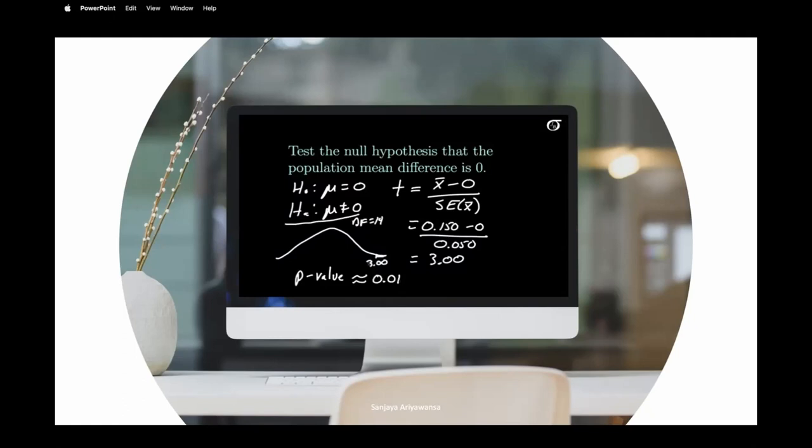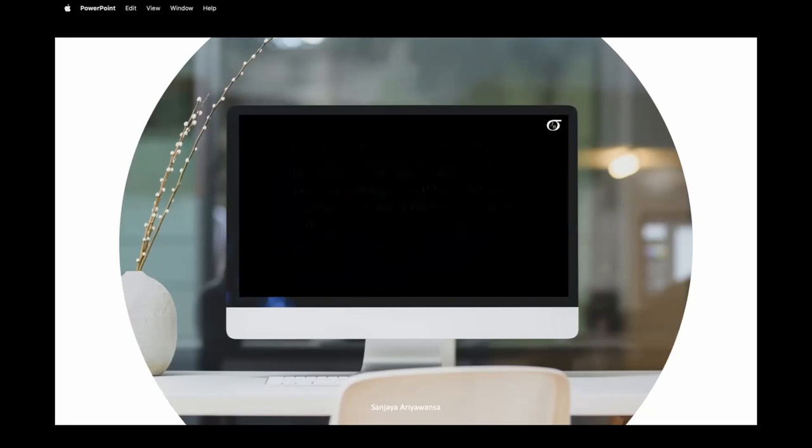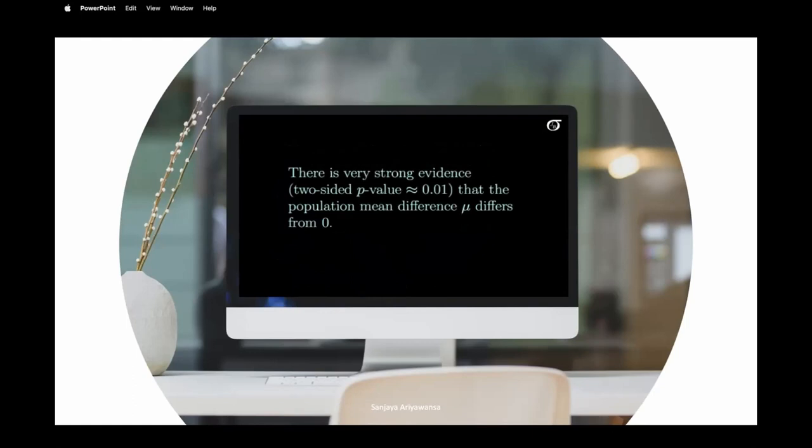What does that tell us? Well, that's a fairly small p-value, and so that's giving pretty strong evidence against that null hypothesis. Or in other words, there's very strong evidence with a two-sided p-value of about 0.01 that the population mean difference mu is actually different from 0. What does that mean in the context of our problem, though?